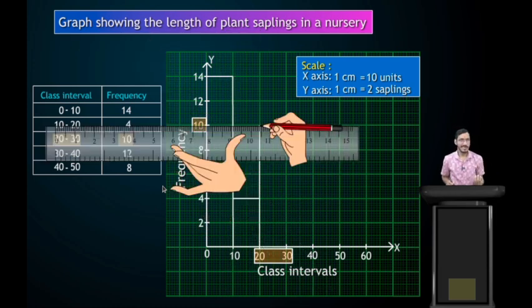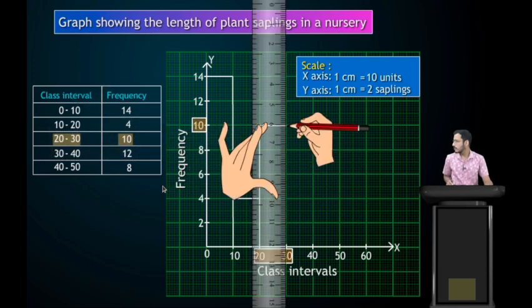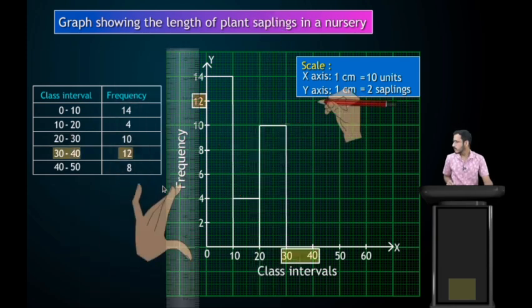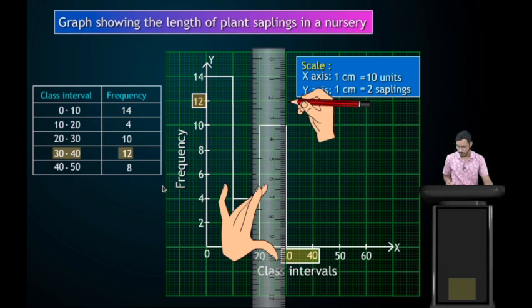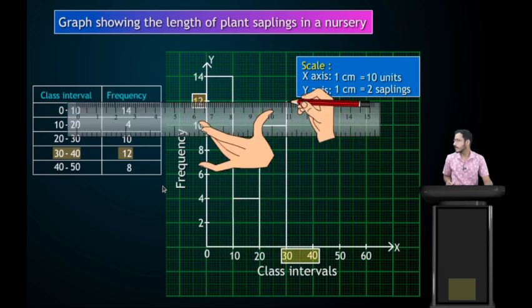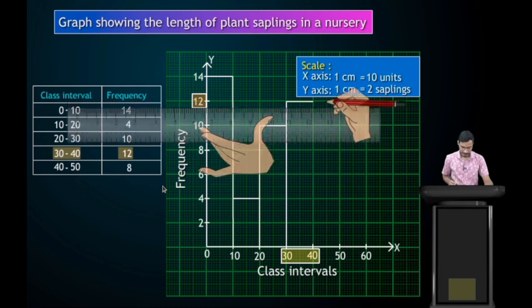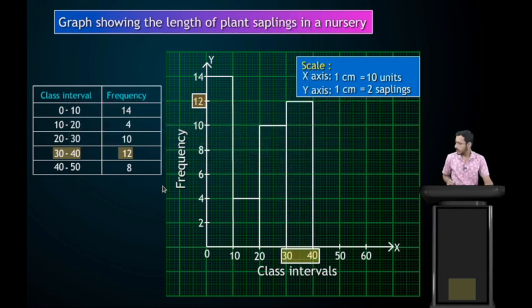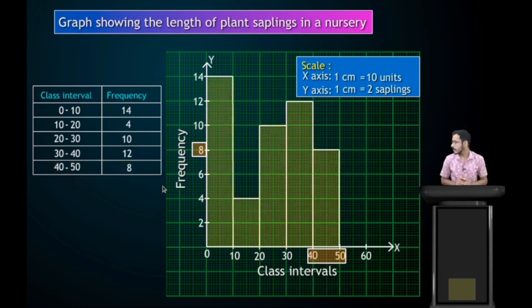Then class interval 30 to 40: the height of the bar is 12, so we draw a bar of height 12 like this. Then 40 to 50: the height of the bar is 8, so we draw a bar of height 8. Like this, you can see the bar graph here.